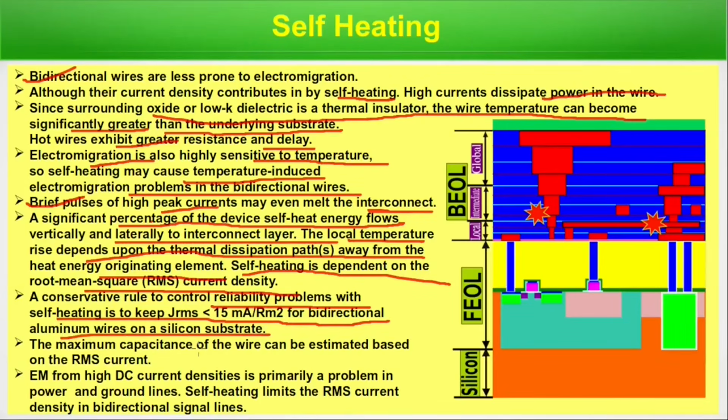So the maximum current capacity of a wire can be estimated based on the IRMS current. Current must be on the lower side. There is a calculation and we must follow that. Electromigration from high DC current densities is primarily a problem in power and ground lines. Self-heating limits the RMS current density in bidirectional signal lines. So this is the self-heating effect. Self-heating effect can also lead to electromigration and failure. So we are done with the self-heating effect and we will move to the next mechanism.